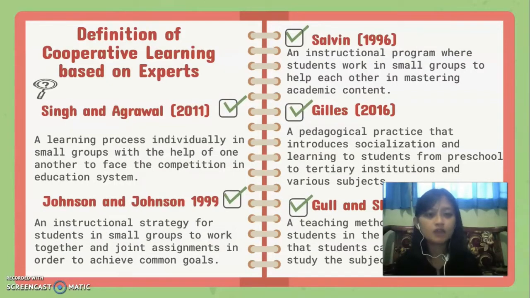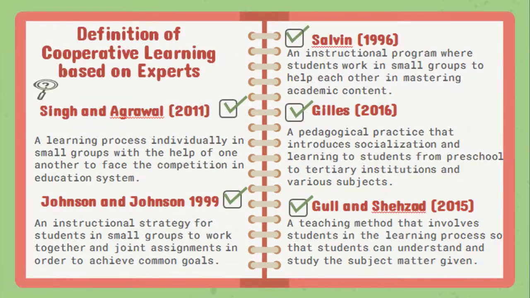And based on Slavin in 1996, cooperative learning is an instructional program where students work in a small group and help each other in mastering academic content. And based on Gillies in 2016, cooperative learning is a pedagogical practice that introduces socialization and learning to students from preschool to tertiary institution and various subjects.